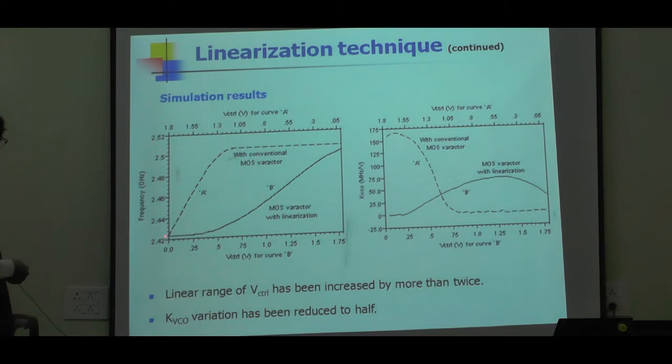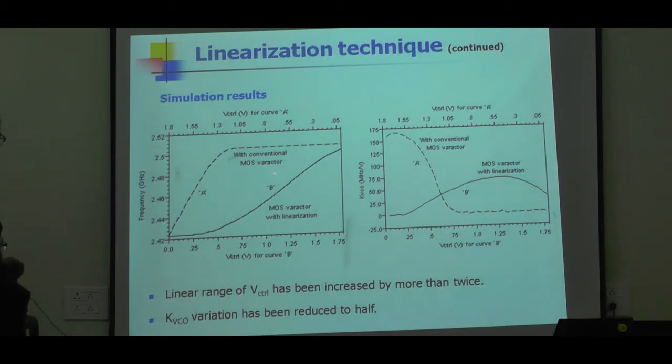But for the same change in the frequency, you can have much better tuning. Am I clear? Frequency is changing from 2.43 gigahertz to 2.5 gigahertz. But you understand that this change is quite fast. That means from 0.0 to 0.5 volt the change is occurring, so your KVCO is pretty high. On the other hand, if you have a source follower, you can have the same change in the frequency, but with a wide voltage change. So that will always help you in improving the VCO performance. It is called a linearization technique.